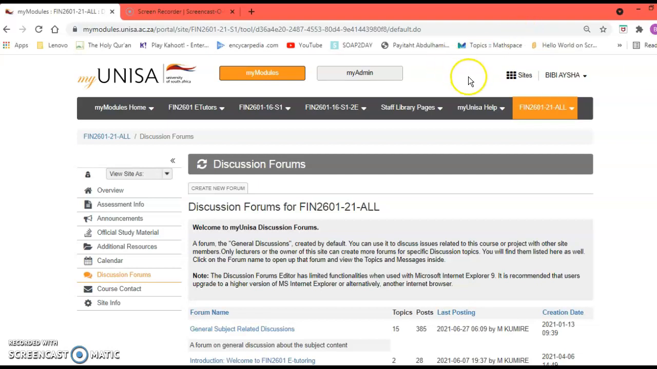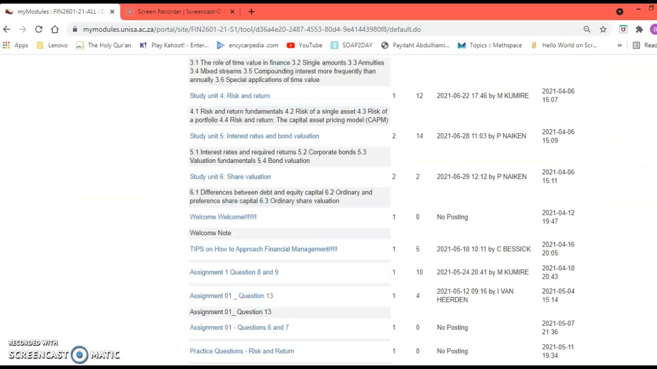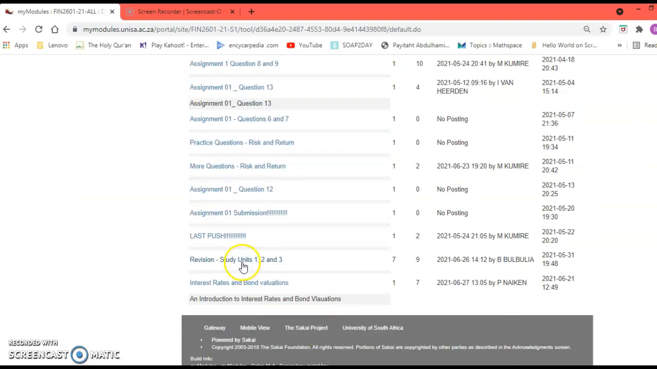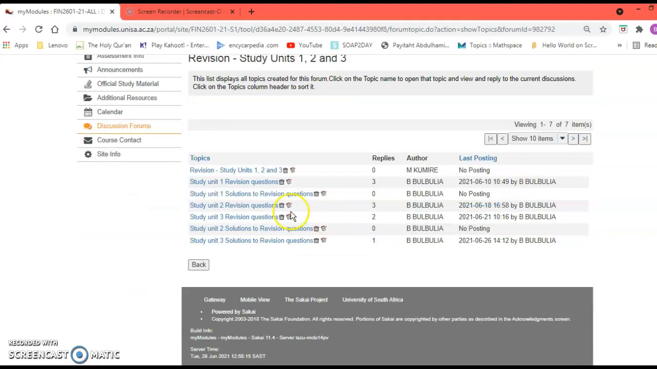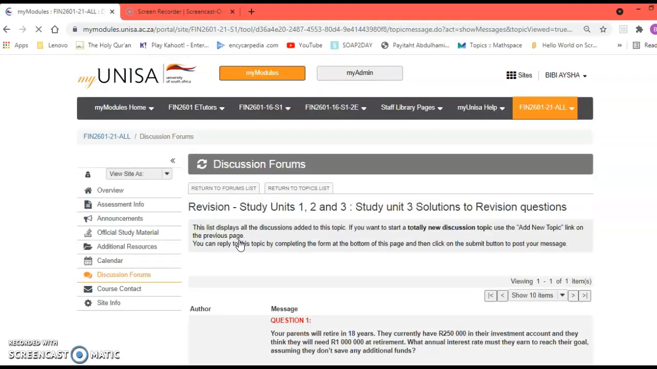I'll just guide you through the section and how to get into the discussion forum in particular. If you open your main site of my UNISA, go to the main module site, you should go to discussion forums. When you open discussion forums, you will find my revision content right at the bottom. When you see revision study units 1, 2, and 3, we'll click on that. We'll now go to study unit 3, solutions to revision questions.